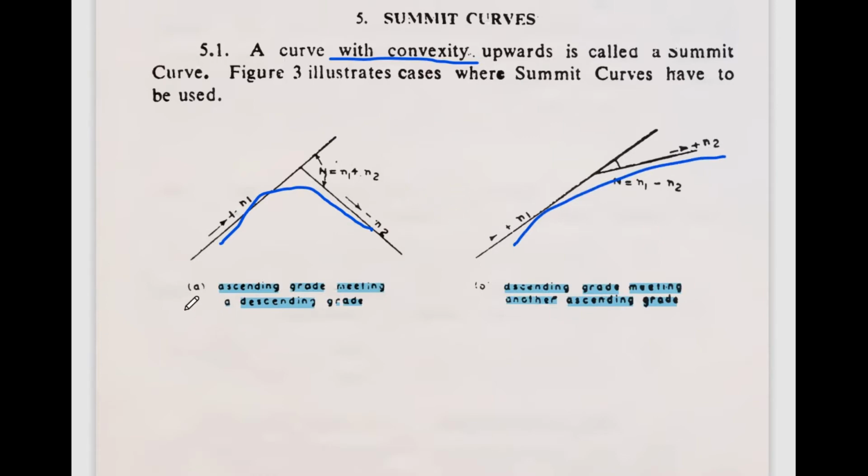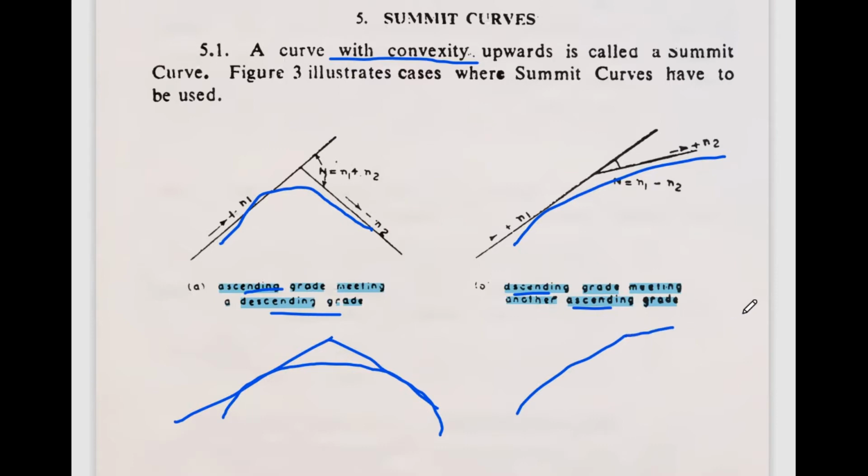So in the figure, the first figure shows the ascending grade meeting the descending grade. That means this is the ascending grade and this is the descending grade. So if we have an ascending grade meeting a descending grade, then it will form a summit curve. Similarly, the second figure shows an ascending grade meeting another ascending grade. So this is the ascending grade and this is another ascending grade, but the gradients of both are different. So here the positive sign is there for n1, and here the negative sign is there for n2 because it is descending. So let's move ahead.